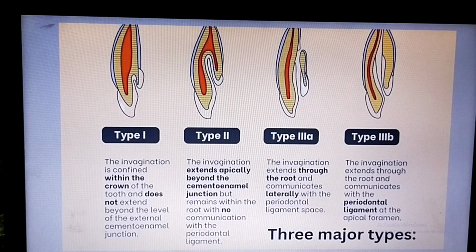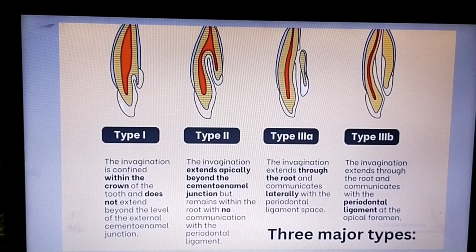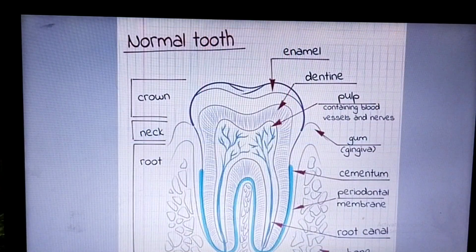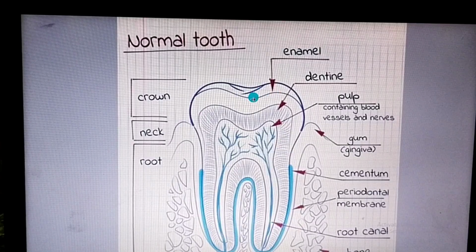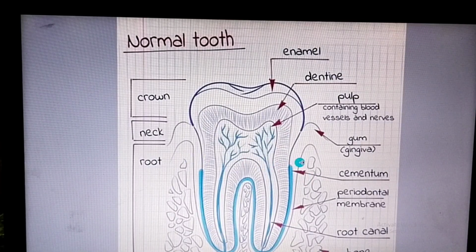The first type exhibits an invagination that is confined to the crown. We'll have to see the tooth structure before we discuss these types. Now, this is a normal tooth. This is the enamel, the first layer. Okay, this is the dentine. This is the pulp, this one. Now, this is the cemento-enamel junction. Okay.